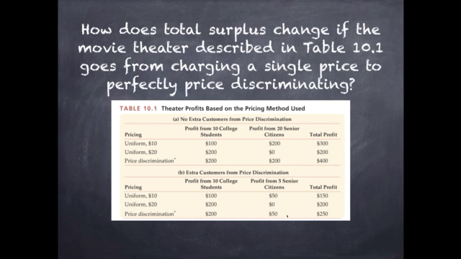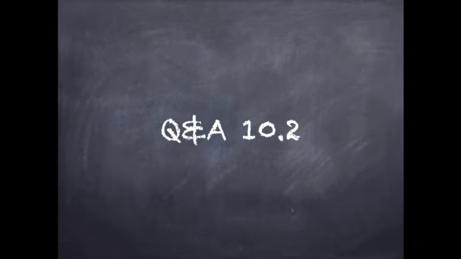Since we're engaging in perfect price discrimination, we're going to see no consumer surplus. We're charging the highest that college students are willing to pay, and the highest that seniors are willing to pay. So consumer surplus from college students is equal to 0. The consumer surplus generated from the sale of tickets to senior citizens is 0, so we just have the producer surplus, which is 250. So under this scenario, we actually see that total surplus increases when we go from uniform pricing to price discrimination. Moving on to Q and A 10.2.